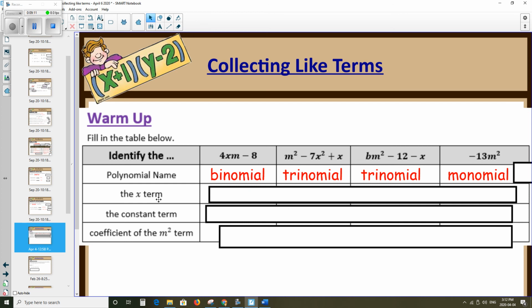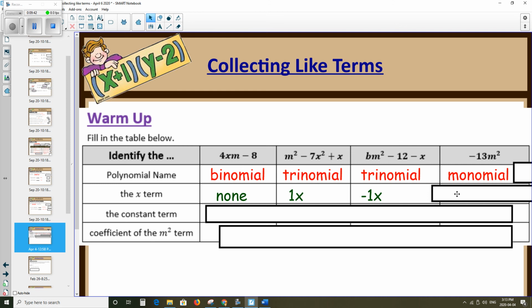Second question is asking you to write the x term. So you're looking in each example and just finding the x term. The first example here doesn't have an x term. This term is an xm term, right? It's called an xm. So this one has no x terms. The second one, this one has an x term. Okay, so it would be positive 1x. There's a 1 in the front, or we assume there's a 1. Third example, the x term would be a negative 1x, because it's a minus in the front. And then the last one does not have an x term.